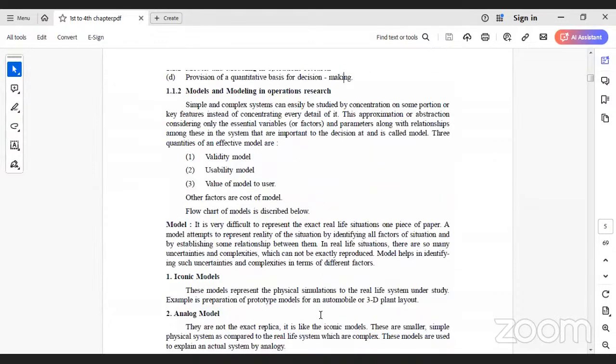What is a model? It is very difficult to represent exact real life situations on a piece of paper. Even though a model attempts to represent the reality of the situation by identifying all factors in the situation and establishing some relationship between them, real life situations have so many uncertainties and complexities which cannot be exactly reproduced. A model helps in identifying such uncertainties and complexities in terms of different factors.